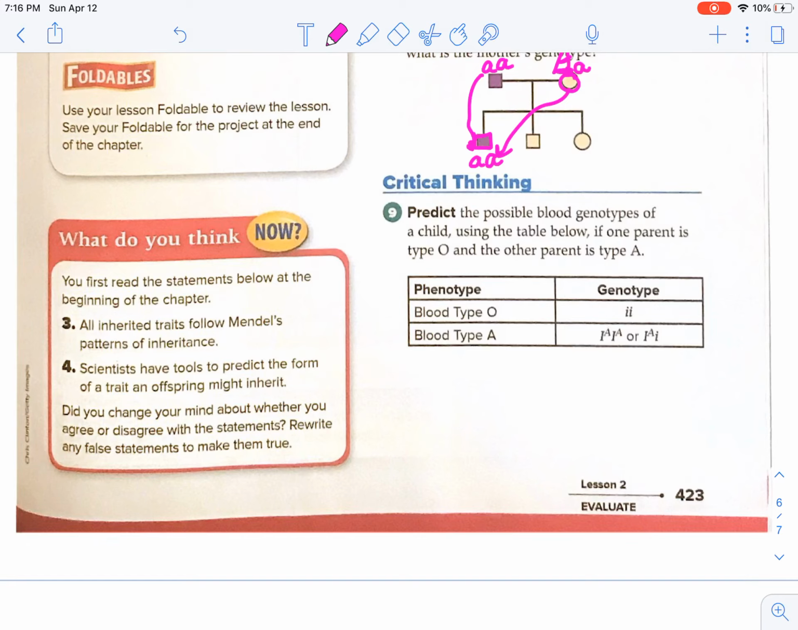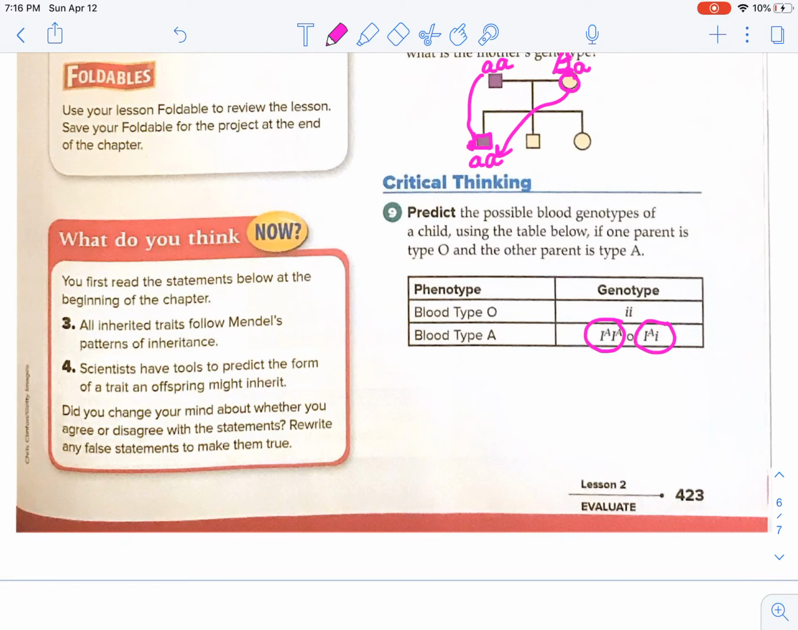Okay, number 9, predict the possible blood genotypes of a child using the table below. If one parent is type O and the other parent is type A. All right, so looking at that, we don't know if the type A parent is homozygous for that or heterozygous. So let's work out both of them, because it says predict the possible blood genotypes of a child.